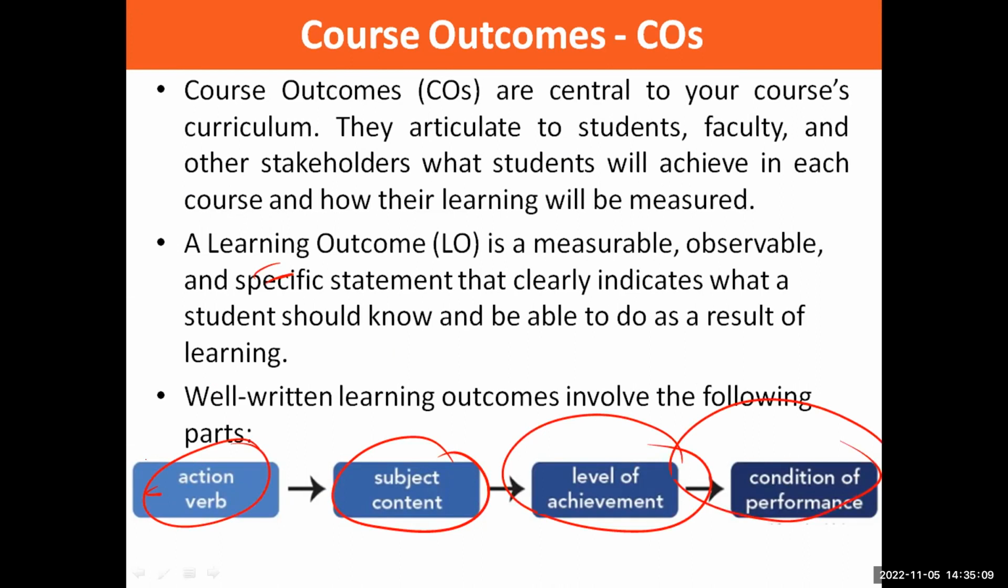If we talk about the action verb, it leads to a discussion in a different direction, that is Bloom's taxonomy, which we'll discuss in the next slide. Subject content is the concern of what is to be learned. The level of achievement is how big or how small, and then in what condition. Sometimes you can relax the condition, that is the fourth, and the third also, but the first two are very, very important, right? So moving to the discussion on the action verb.